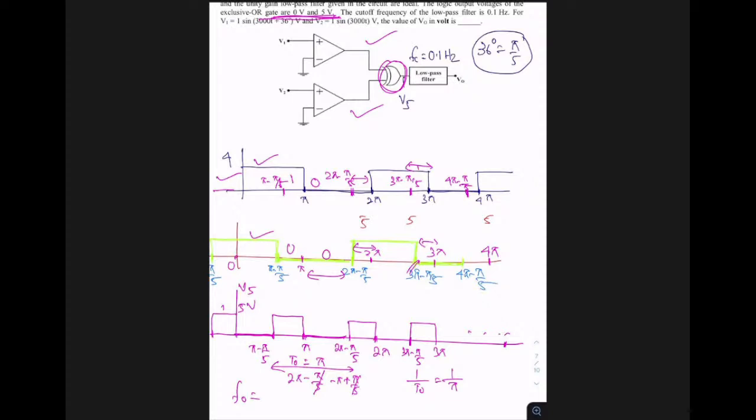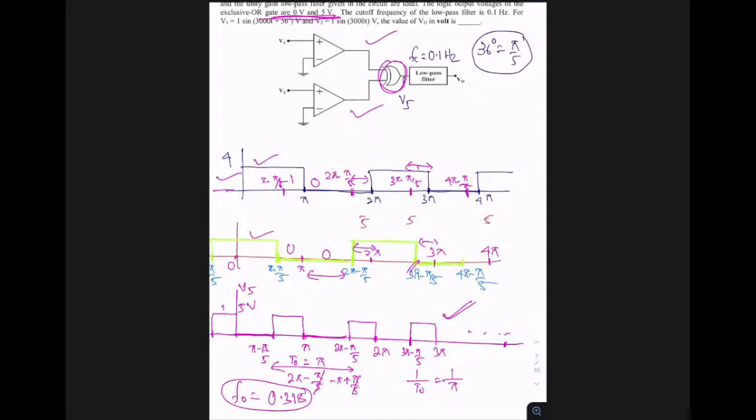1 by 3.141, so this is coming 0.318. So F naught is 0.318 hertz. This is the fundamental frequency of this particular square waveform. Now, if this is a periodic waveform, then leaving aside the harmonics, we can say this waveform contains the fundamental, first harmonic, second harmonic, third harmonic, etc.